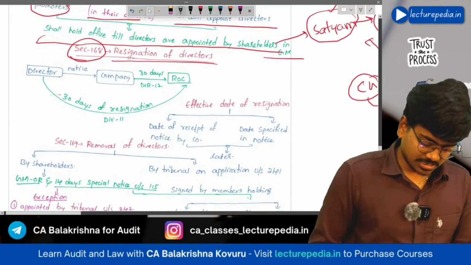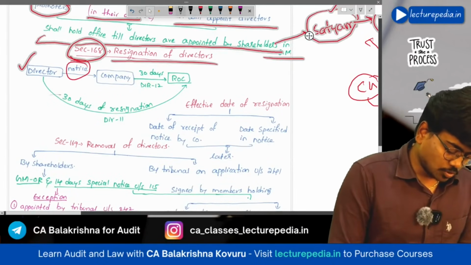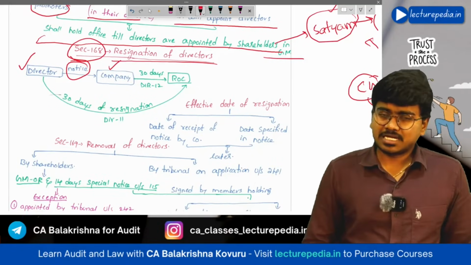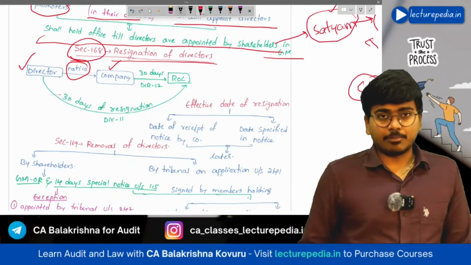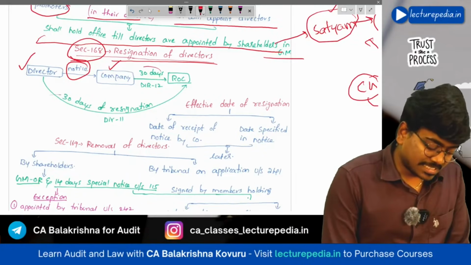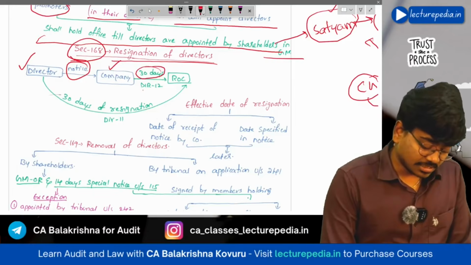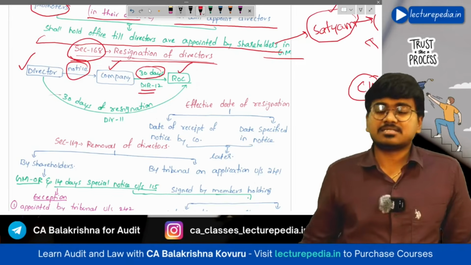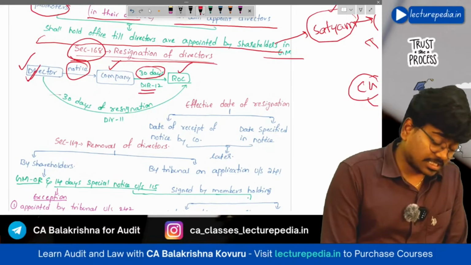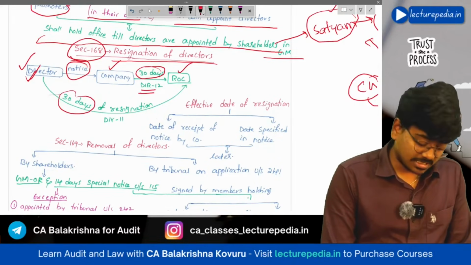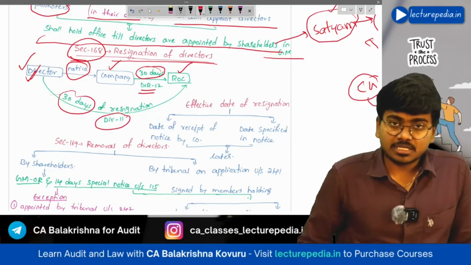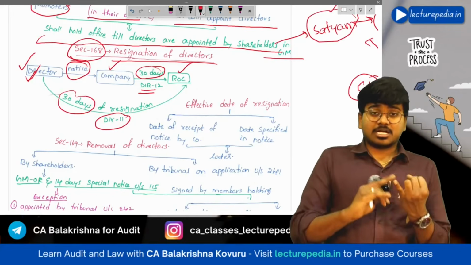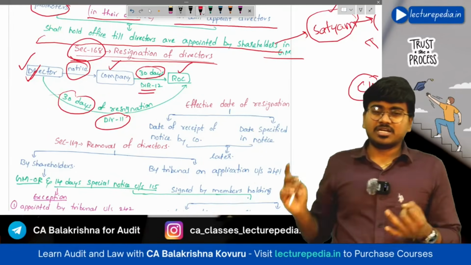Let's see what section 168 is saying. Director, he can give notice to whom? To the company, that he wants to resign as a director of the company. And once a company receives this notice from the director, within 30 days the company has to file DIR 12 with the Registrar of Companies, stating that this particular director has resigned from our company. And also the director should, within 30 days of resignation, file DIR 11 with the Registrar, stating that I have resigned from this company. So within 30 days, the company has to file DIR 12, and the director has to file DIR 11.